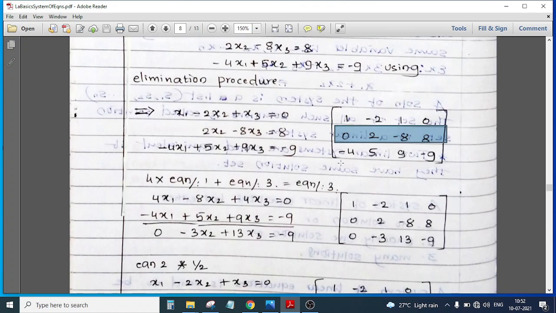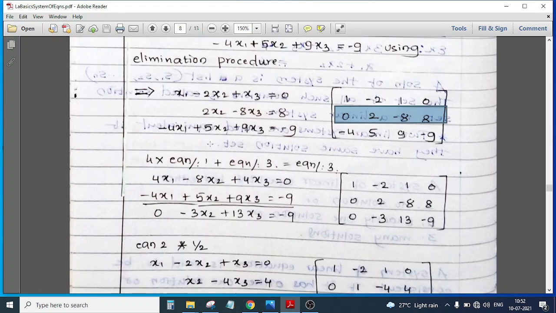Now let us try to understand how this happens. So we have our equation 3. Let us say I want to change my equation 3. At the end of the day, I want to find the values of x1, x2 and x3. So therefore, the first thing I will do is change my equation 3.